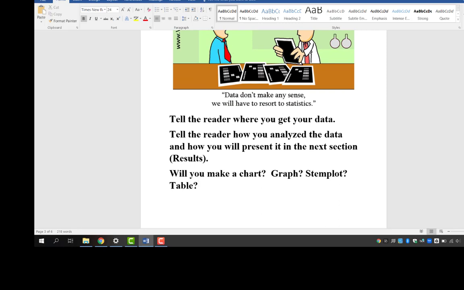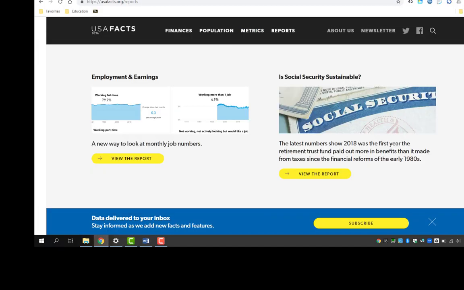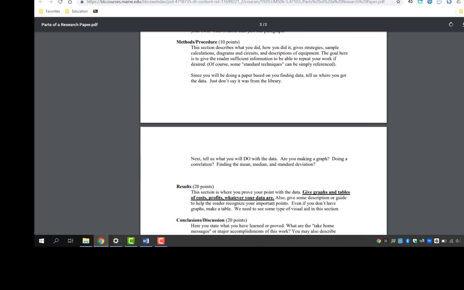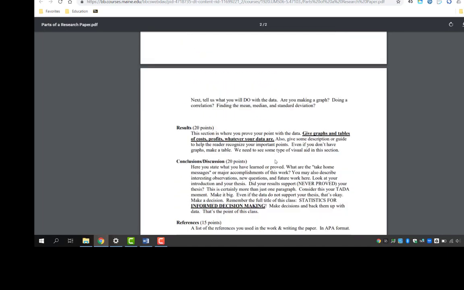And remember, correlation does not mean causation. So that's a section that you're going to be talking about, and it's going to be worth 10 points. Okay, the next section following that is where you're going to show us your results, and you're going to give graphs and tables.